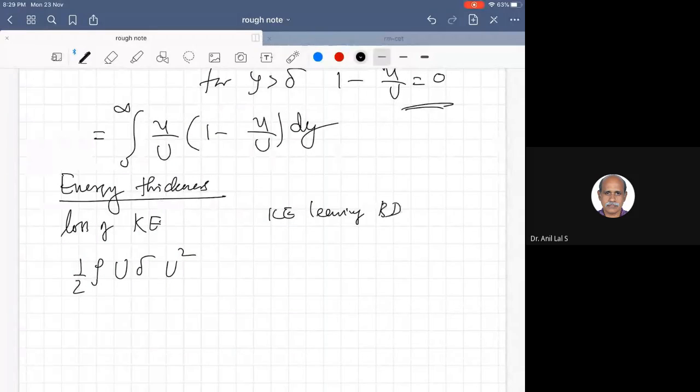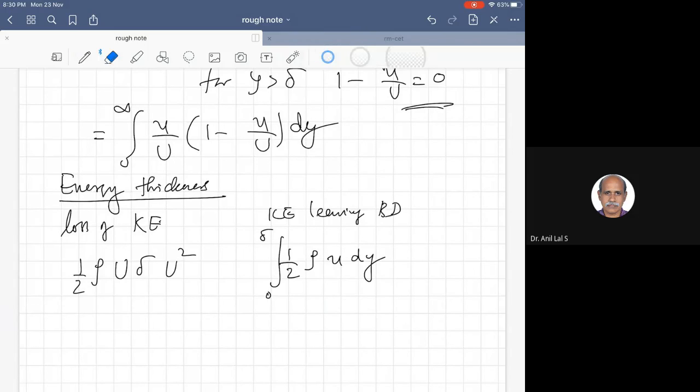For BD, again we will take the strip. So half into mass flow rate, we must have a density, then u is there, then the dy is there. Okay, we will not integrate first. We will find out the kinetic energy through the small strip. So half, this is the mass flow rate, into velocity squared, u squared, and this will be integrated from 0 to delta. This is kinetic energy dKE.